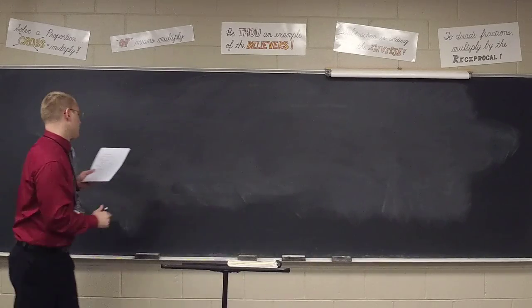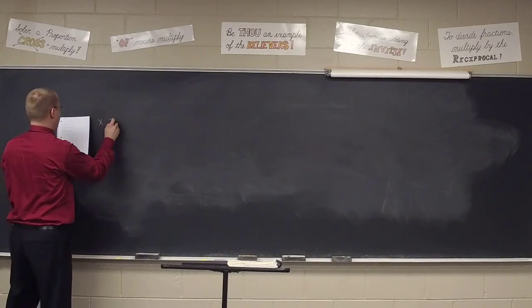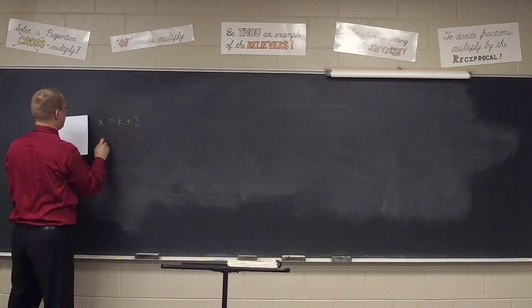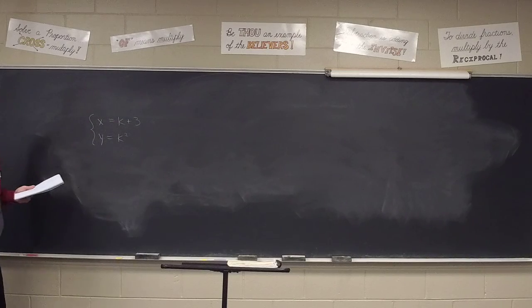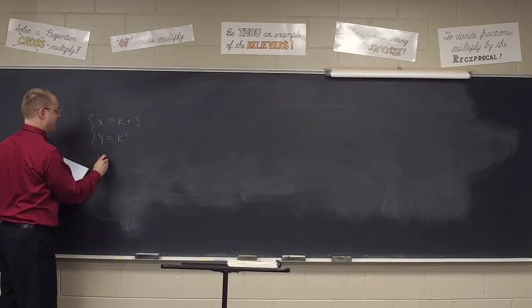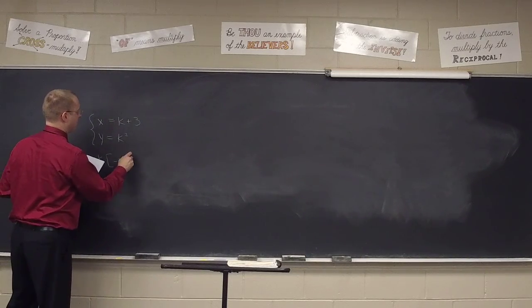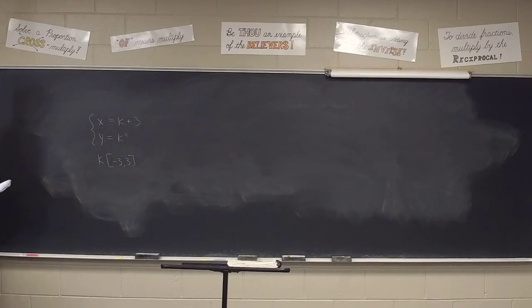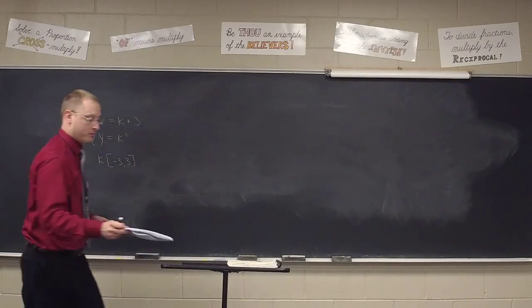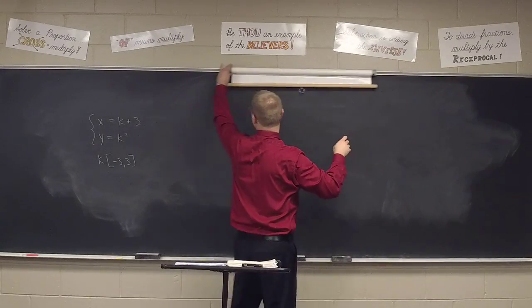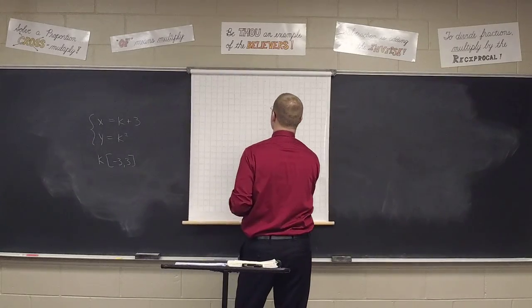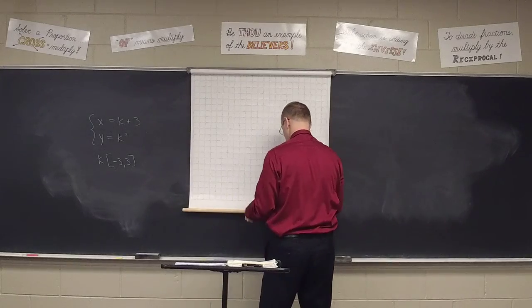For instance, let's do some classwork very quickly. You'll get some graph paper out. x equals k plus 3 and y equals k squared. Here, of course, the parameter, class, is k. And we're going to limit k between negative 3 and 3. By putting a limitation on k, it thereby limits x and y. At your seats, go ahead and graph these parametric equations.